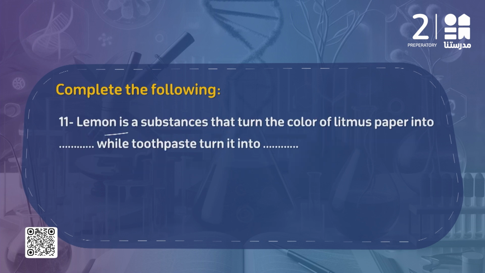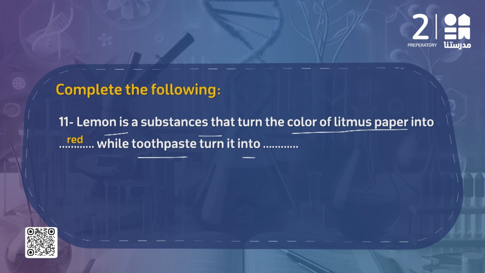Question number 11 says: lemon is a substance that turns the color of litmus paper into what, while toothpaste turns it into what. Here the question wants to see if I know whether lemon is an acid or a base, so I can see its effect on turning the color of the litmus paper. Since lemon is an acid, it turns the color of the litmus paper into red.